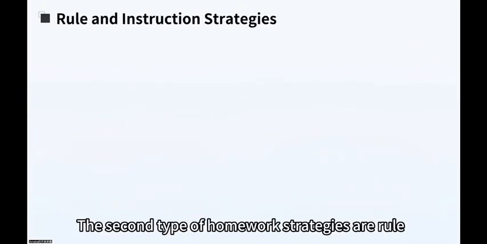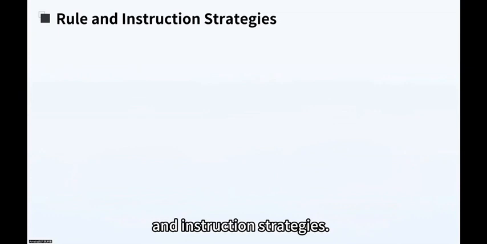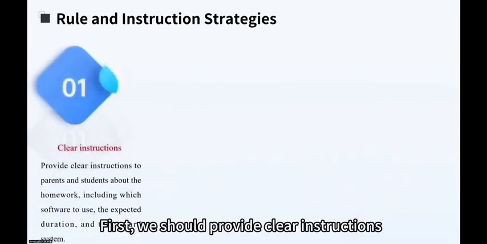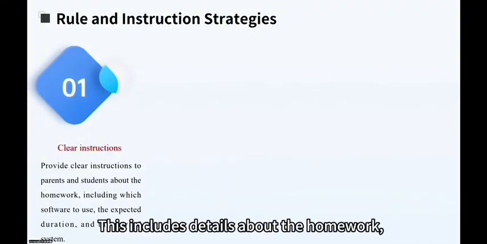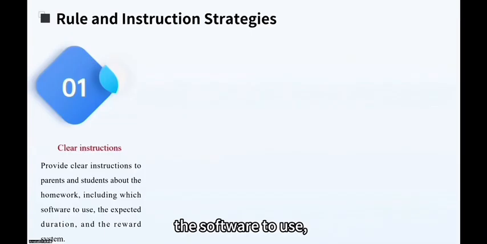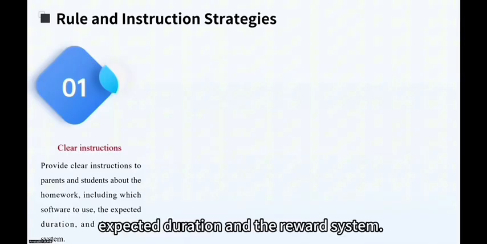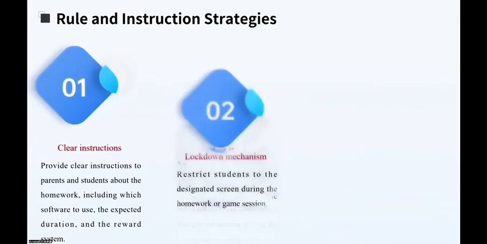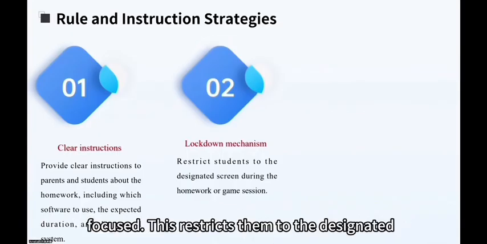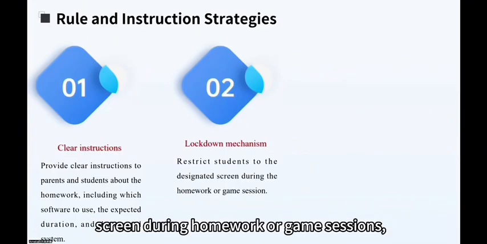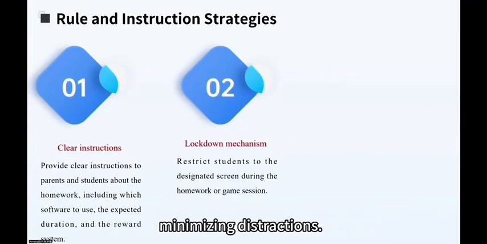The second type of homework strategies are rule and instruction strategies. First, we should provide clear instructions to both parents and students. This includes details about the homework, the software to use, expected duration, and the reward system. Second, we can implement a lockdown mechanism to keep students focused. This restricts them to the designated screen during homework or game sessions, minimizing distractions.